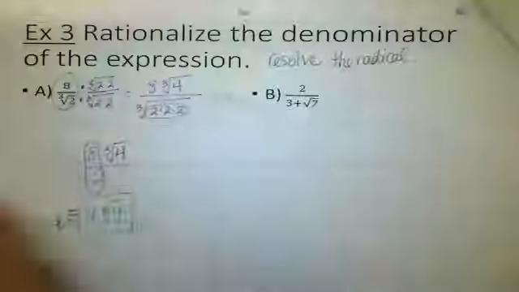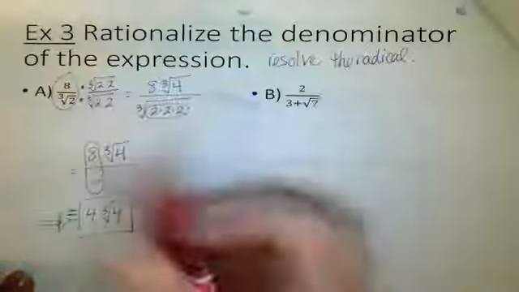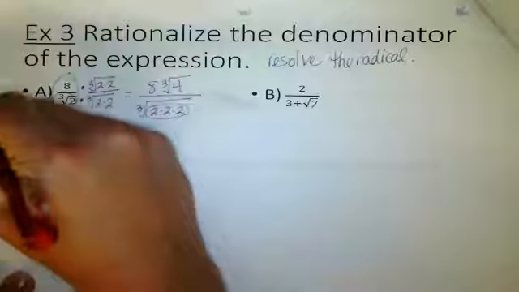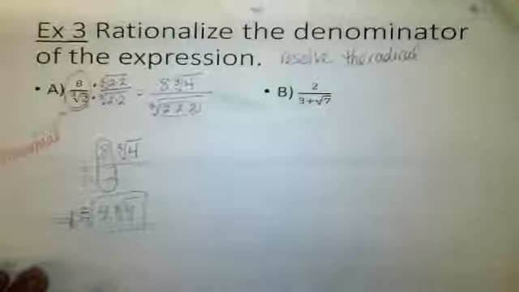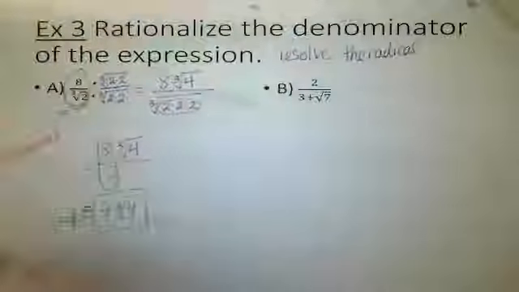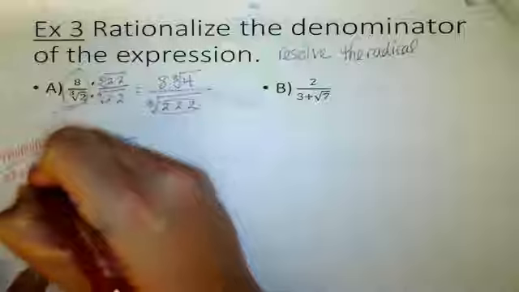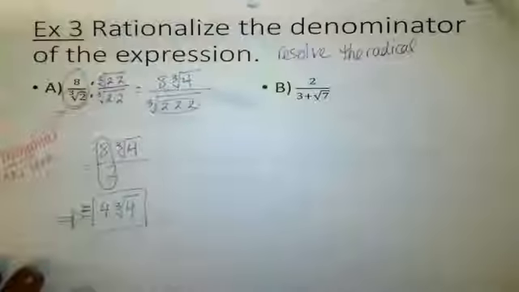Over here, there's one difference between these two problems. This denominator is what we call a monomial. Monomial. What is a monomial? One term. Very good. Think mano y mano. One-on-one. This is one term. Just the cube root of 2.